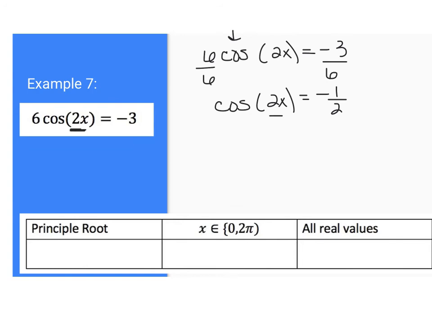Isolate that 2x by taking inverse cosine of both sides. This time you have inverse cosine of negative 1/2, but again, it equals 2x.